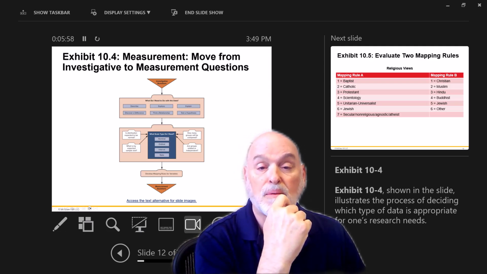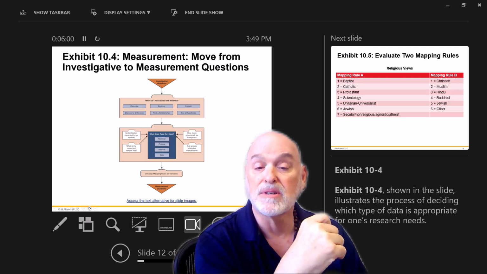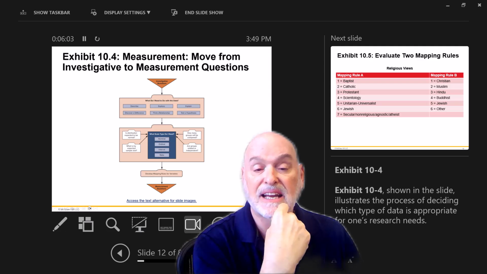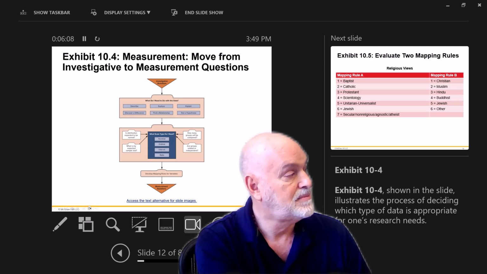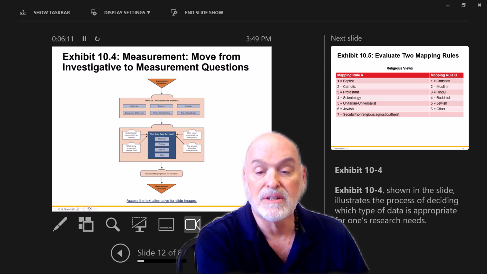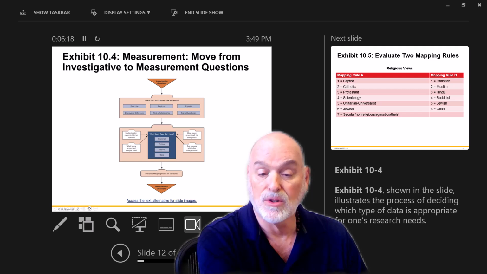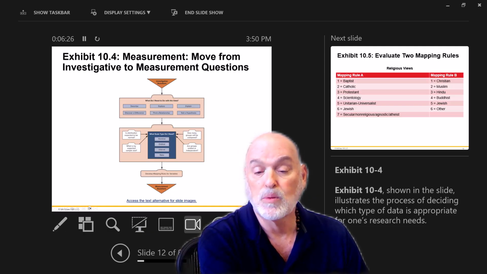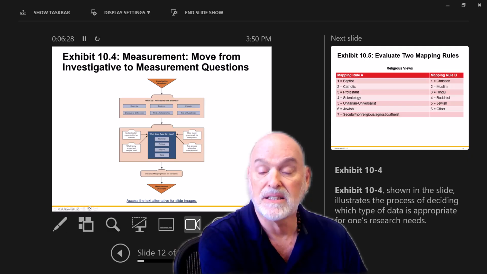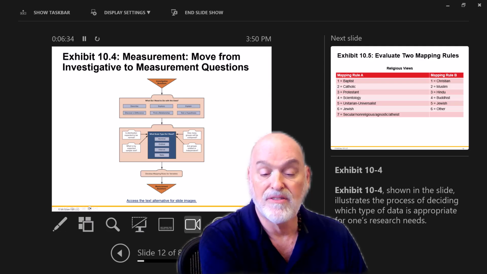Exhibit 10.4, measurement, move from investigative to measurement questions. You have your investigative questions when you're doing your research project. What do I need to do with the data? Describe, explore, explain, test a hypothesis, find a relationship, discover a difference. What scale type do I need? Is it nominal, ordinal, interval, ratio? Is distribution expected to be normal? What is my sample size? How many groups should be compared? And are groups related or are they independent? Then you develop mapping rules for the variables, and then you have your measurement questions.